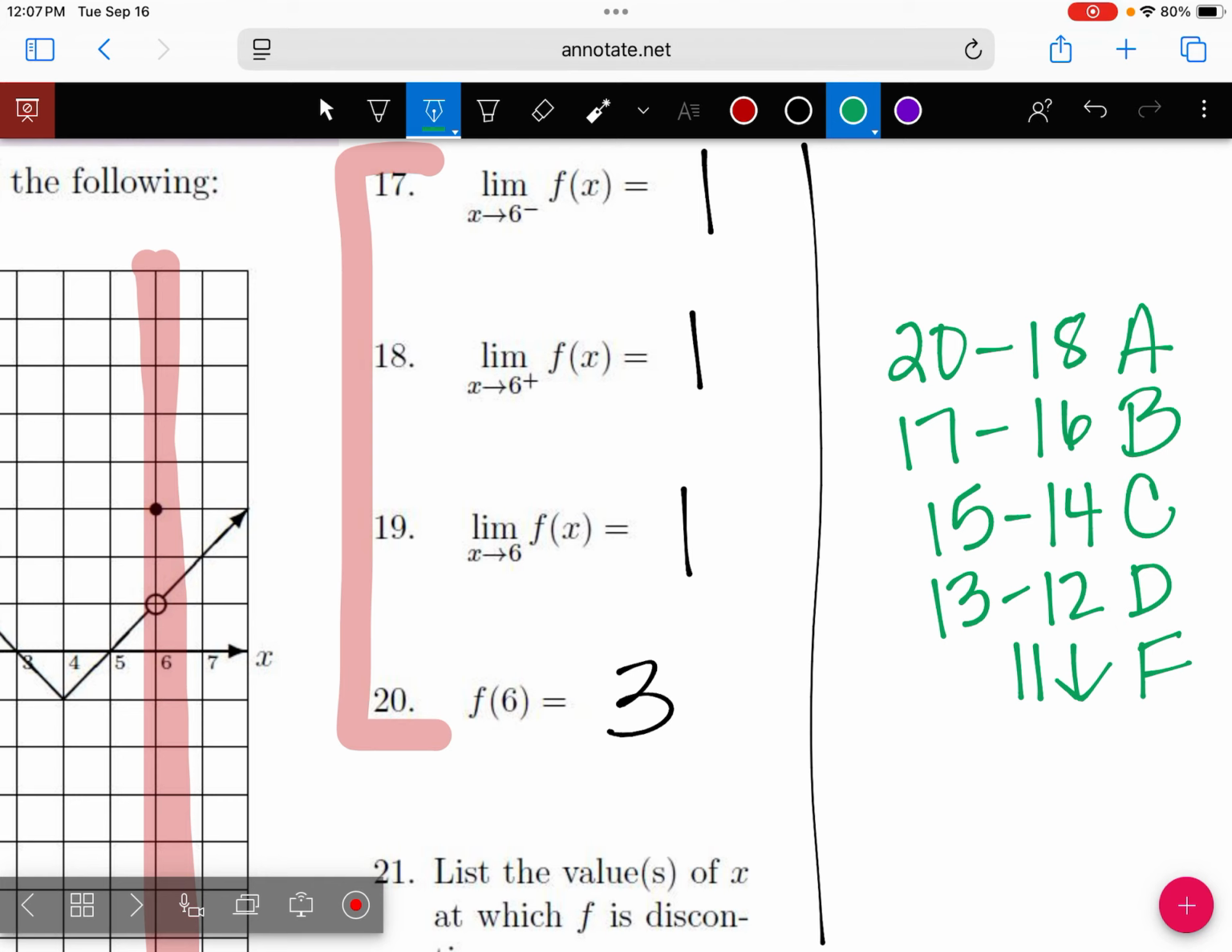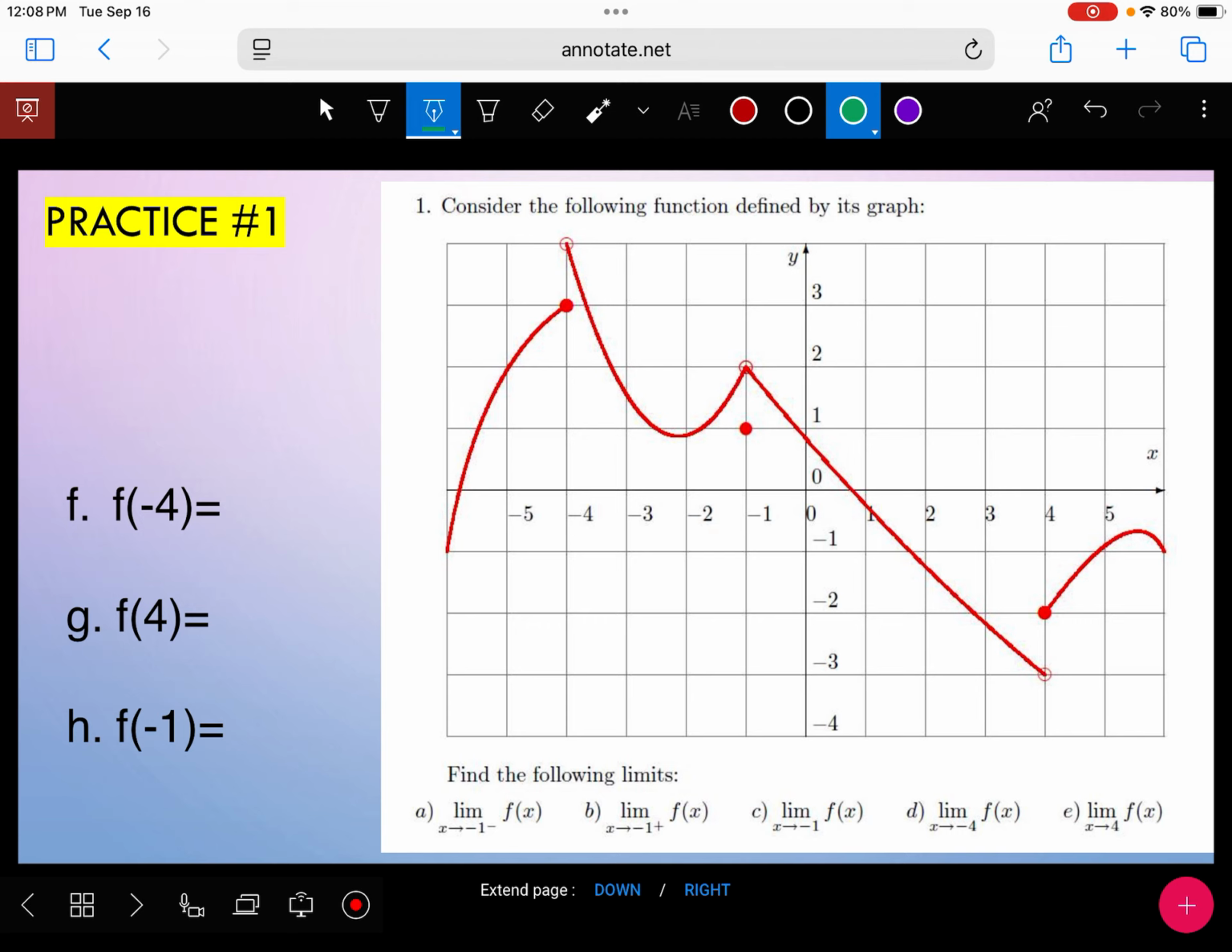Can you go to the next page real quick? I think that's the last graph. Oh, so I already gave y'all that and I made another copy. Oh, okay.